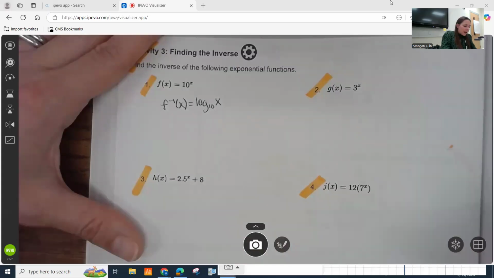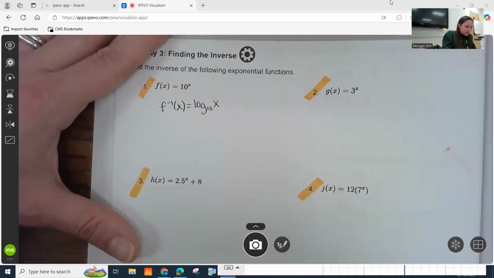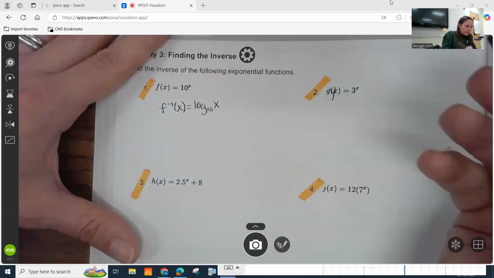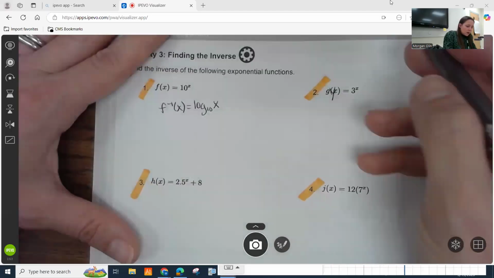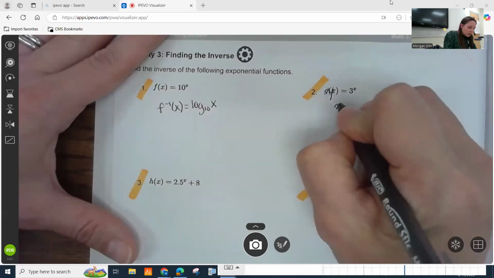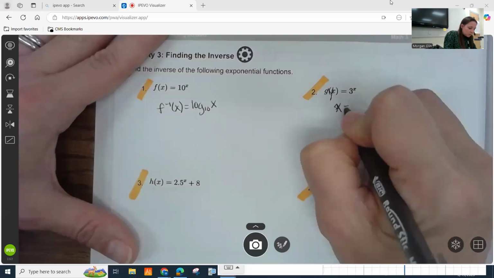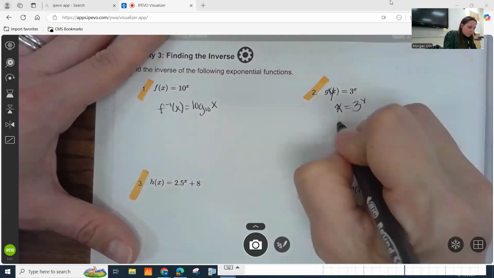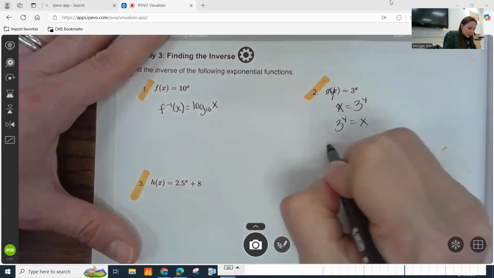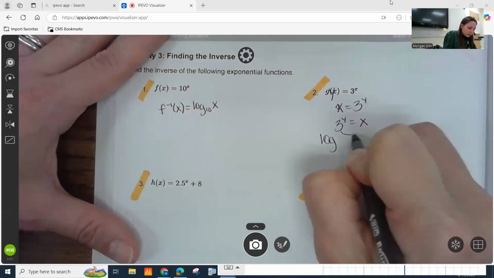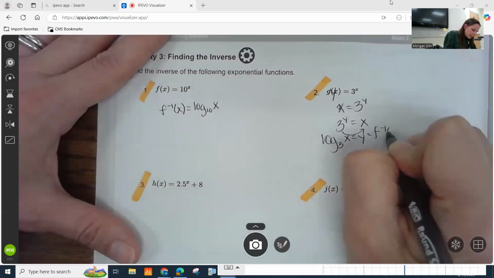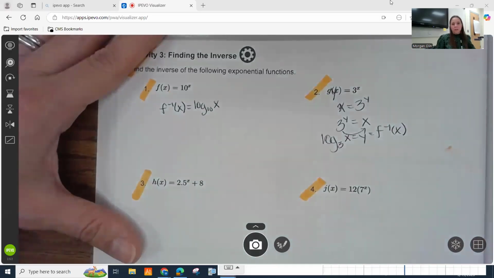So here, as far as this, think about this for a second. You could do kind of like y if you wanted to. Think about whenever we do the inverse, we switch our x and y's. So here we would have x equals 3 to the y. Well, when we write it in logarithmic form, remember we do this. We take the log and we start at 3, and then we put x equals y. So this is the inverse right here. So that's what you can do with that.